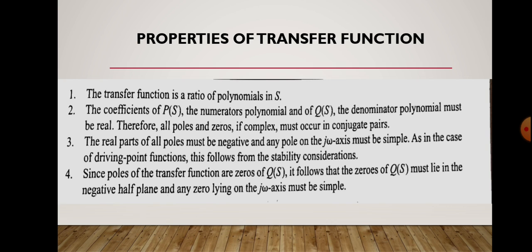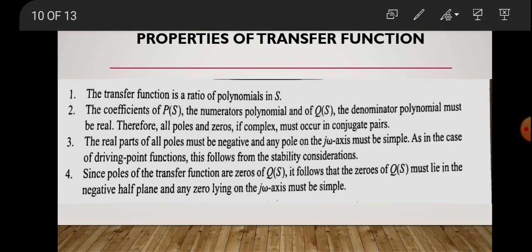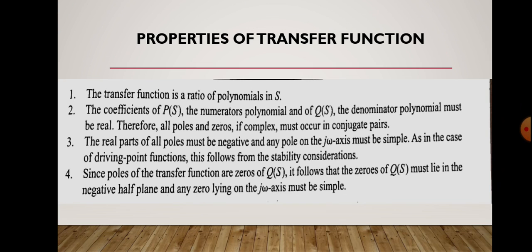When we are considering the P of S function, that is, the transfer function, the denominator polynomial will give the poles. In that, the real part of the poles must be negative. And if any pole appears on the j omega axis, it should be simple. In the case of the driving point function also, this condition should be satisfied, and so it is a necessary condition for stability.